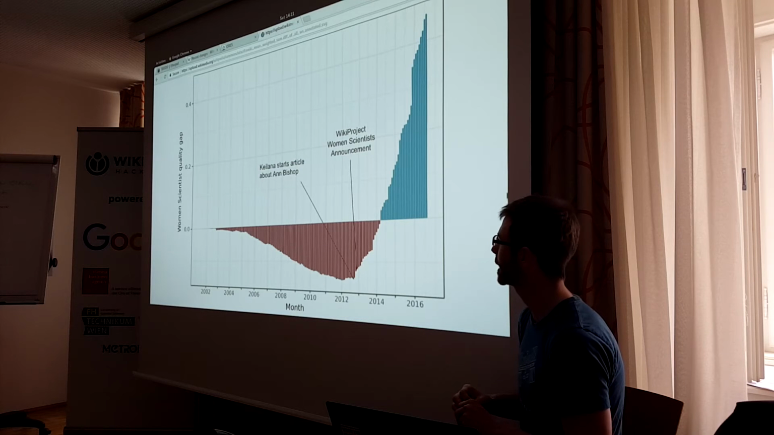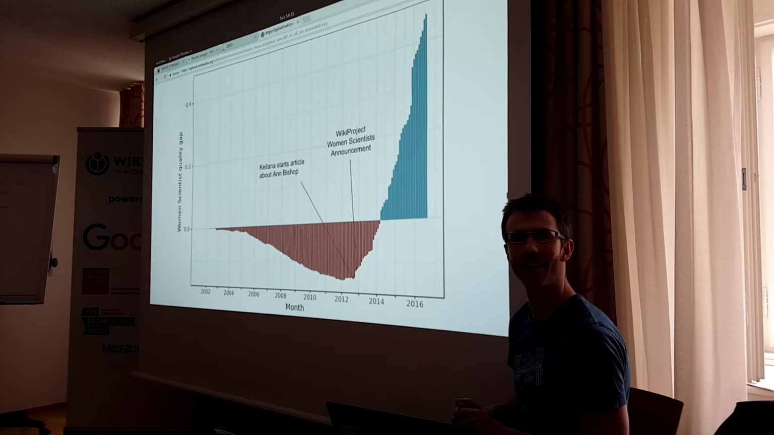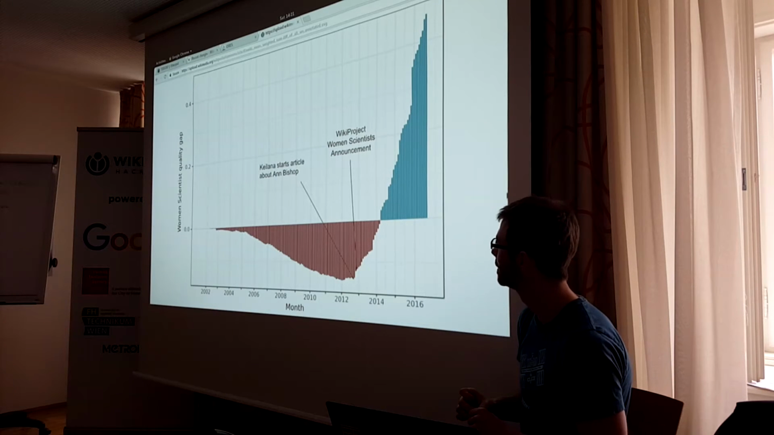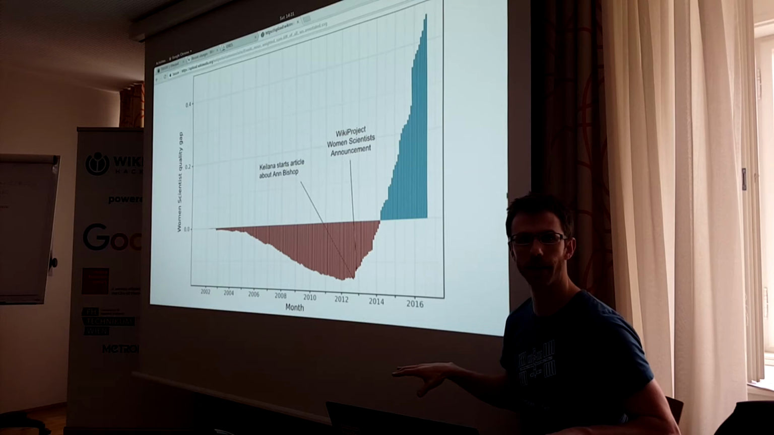Maybe, what the heck is that y-axis again? Just to be clear, this is showing that now, after Kaylana's project, the average quality of an article about women scientists is much higher than your average article. Is that right? Or, the average quality for the entire encyclopedia.